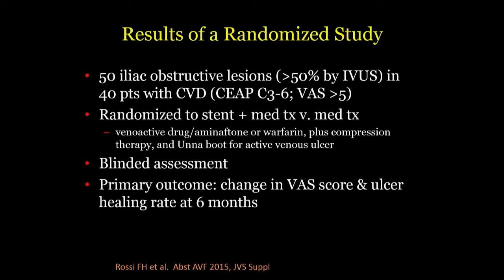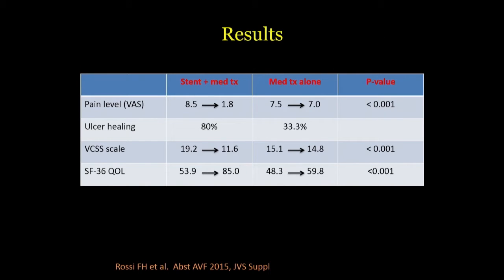This is a very small randomized study of 50 iliac obstruction lesions, and they defined obstruction as greater than 50%. They all had chronic venous disease, CEAP of 3 to 6, with a visual analog score of greater than 5, so these patients were symptomatic. They randomized them to stent plus medical therapy versus medical therapy alone. Assessment was blinded, and the primary outcome was a change in the VAS score and ulcer healing. So this is what they saw.